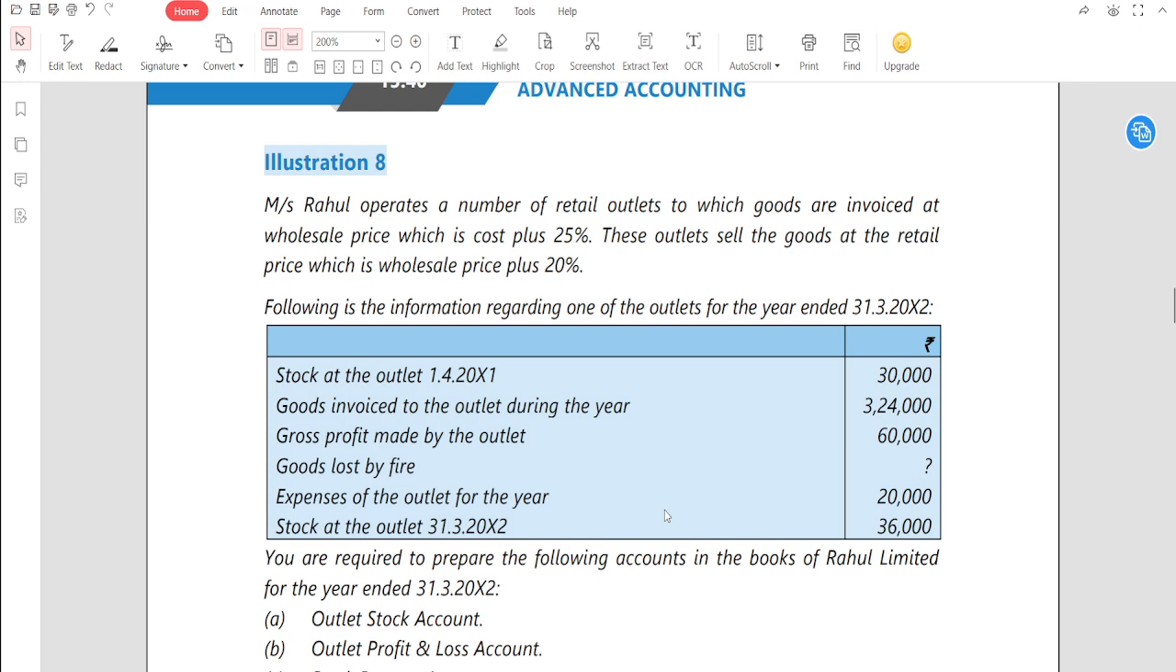So 125%, then 20% on that. So 125% into 120% will be basically your retail price. It will be the outlet price, or you can say the catalog price.